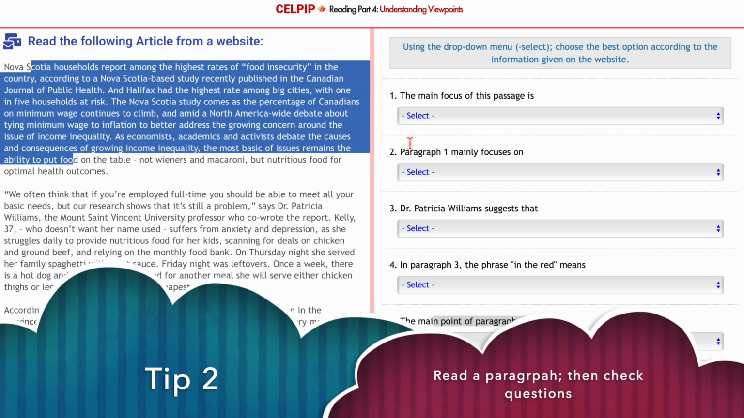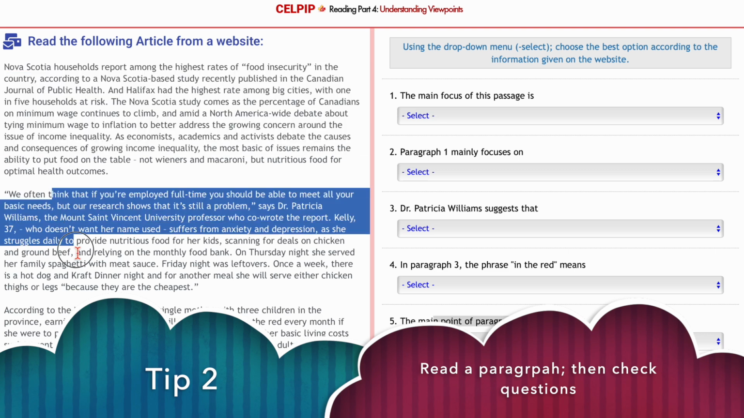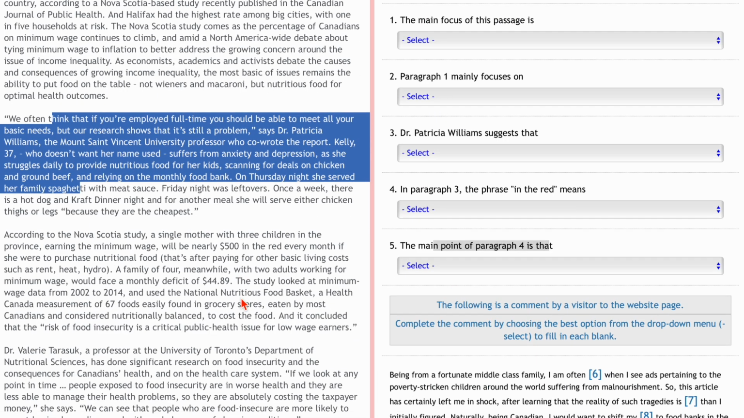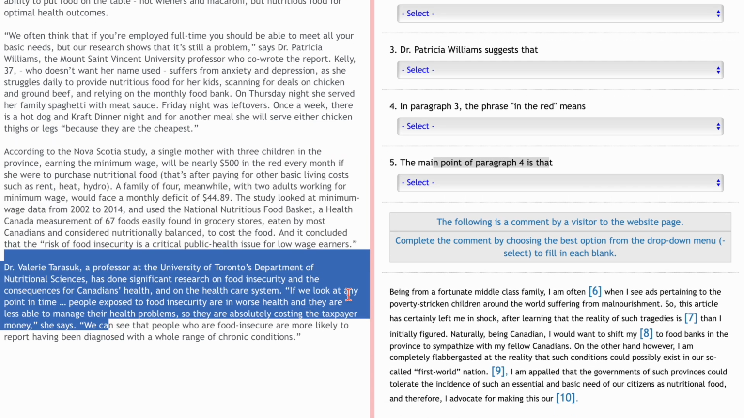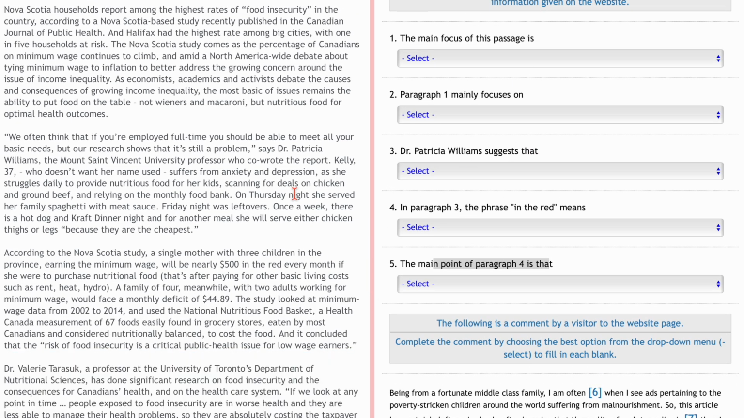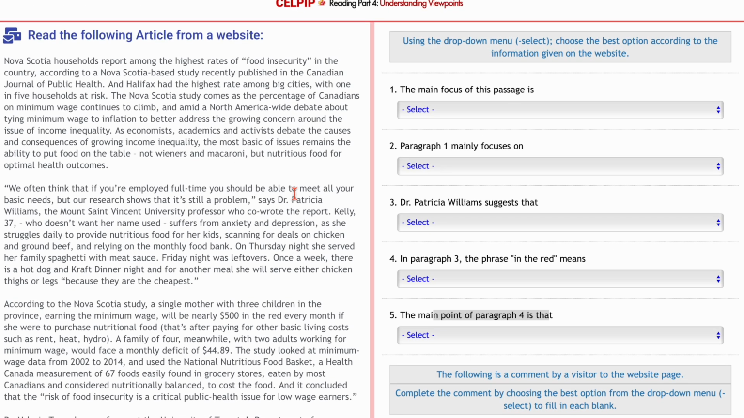We should read the paragraph, check the questions. We need to know clearly always what the questions are about, okay? So that's the first thing that we can keep in mind.